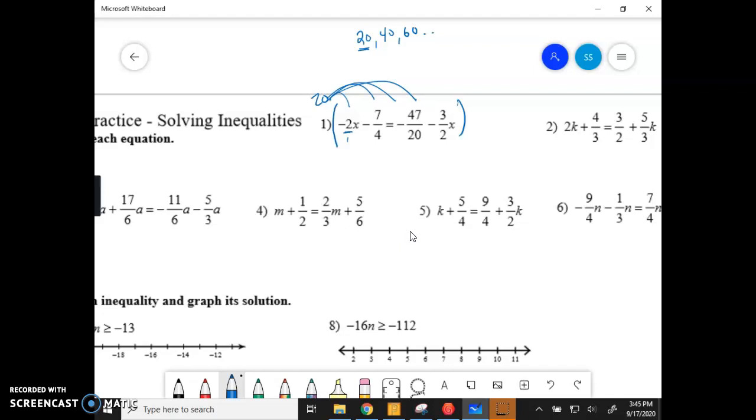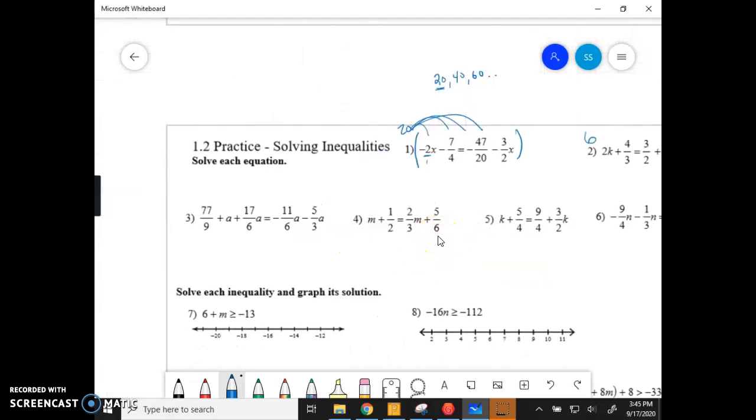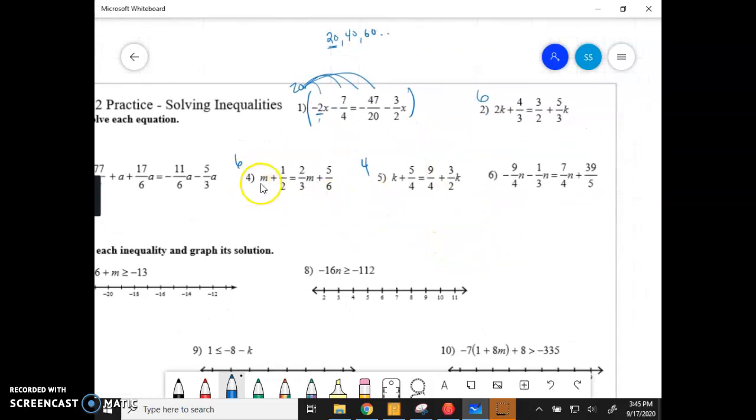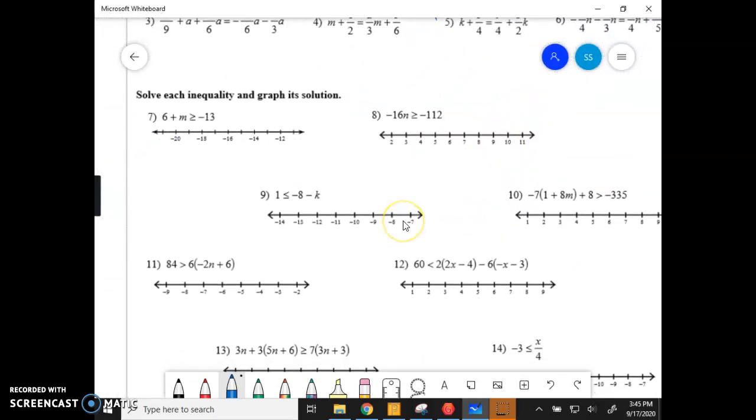Least common multiple here is 6. I won't have you guys do all these. Least common multiple here is, can't see the whole thing. Looks like 18 for 3. Least common multiple here is 6, 4. So, you're just multiplying it out, and then you're going to have a much easier problem to deal with. But let's really move on to inequalities, because that's really what this unit is about.